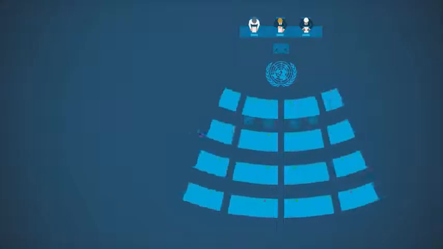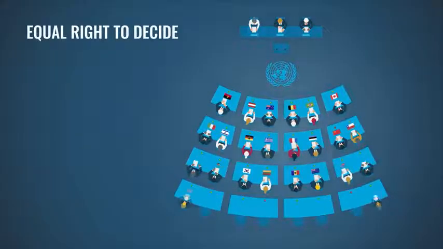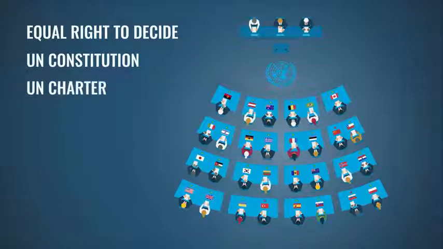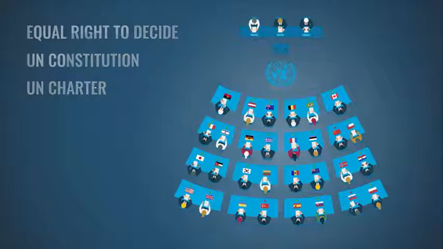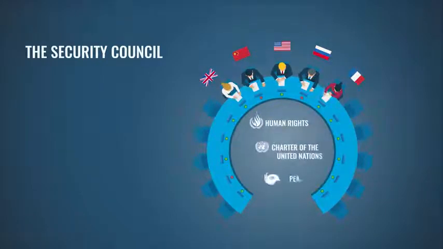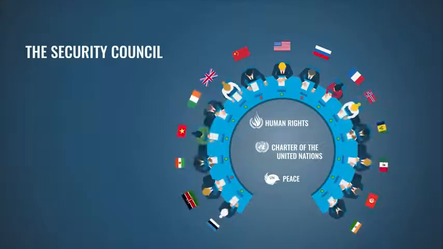In the UN General Assembly, all countries, small and large, have one vote and the same say. All member states are committed to follow the Constitution of the United Nations, the UN Charter, where peace and human rights are central topics. The most powerful organ of the UN is the Security Council. It's in charge of maintaining peace and security between nations. The Council has 15 members, five of which are permanent, and the remaining 10 members are elected for two-year terms.